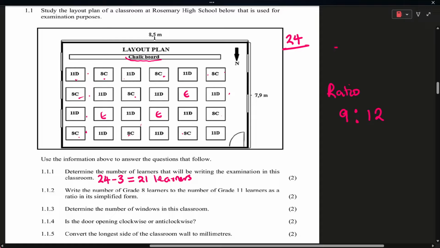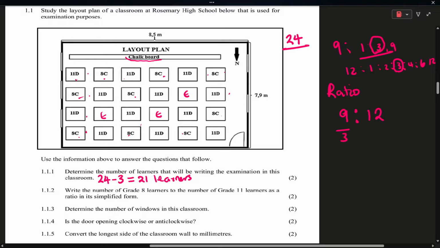What are the factors of 9? It's 1, 3, and 9 itself. What are the factors of 12? It's 1, 2, 3, 4, 6, and 12. Factors are those numbers that when you divide 12, they don't leave a remainder. So you divide by the biggest number which can divide both sides. 3 is the biggest number here. You did this in grade 9. The highest common factor is 3.